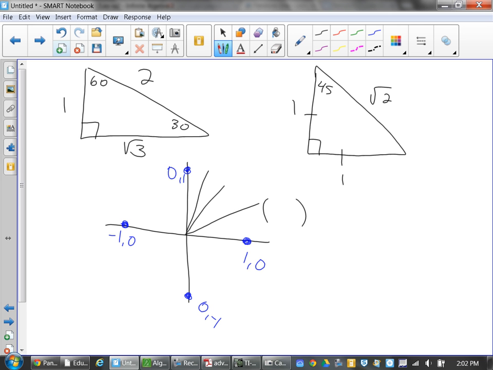Cosine. Well, we know cosine comes first, but what's the trick? Take your calculator out. You have a calculator. There's a button on your calculator that says cosine.